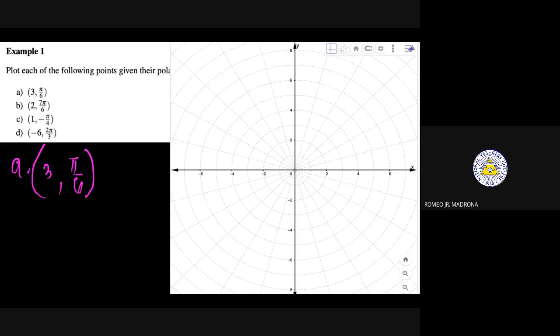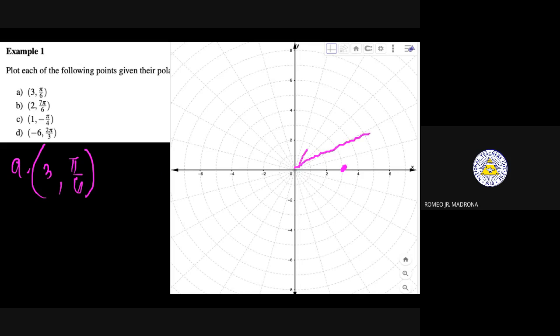3. The radius is 3, so nandito yan. Start always from the polar axis. And pi over 6. Nasaan ba yung pi over 6? Pi over 6 is, ano nga baklas ng pi over 6? Pi over 2 times 1/3. Tatlong, i-divide mo sa tatlo yung 90. So therefore, eto yun. So therefore, eto siya. Diba? Eto yun eh.